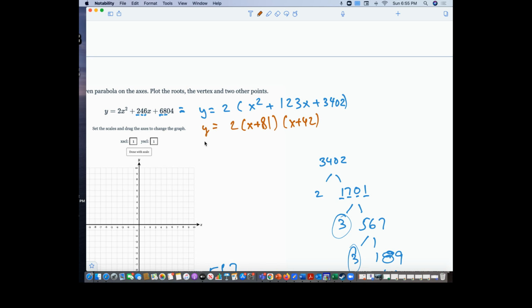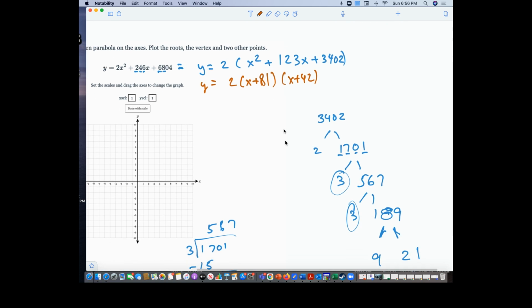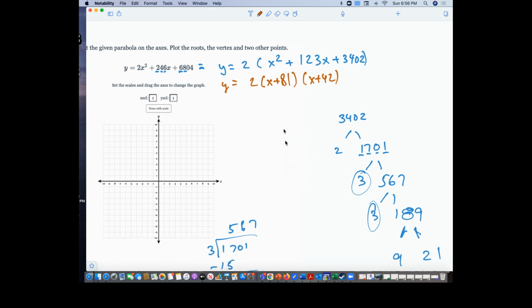Okay. Now, if you want to find what's in the middle, don't forget we do have a way of finding the middle. It's negative b over 2a, right? And this, by the way, is just the front part of the quadratic formula. So you could use that, but what I'm going to do is look, we know that the zeros are x equals negative 81 and x equals negative 42. So we know it crosses at negative 81 and negative 42.